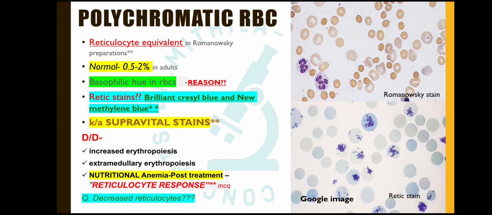Now another important point is the causes of decreased reticulocyte count. The reticulocyte count will be decreased when there is decreased erythropoiesis, like in aplastic anemia, or with certain drugs which cause bone marrow suppression. In all those cases, the reticulocyte count will be decreased. And also in nutritional anemia without any treatment, the reticulocyte count will be seen as decreased.